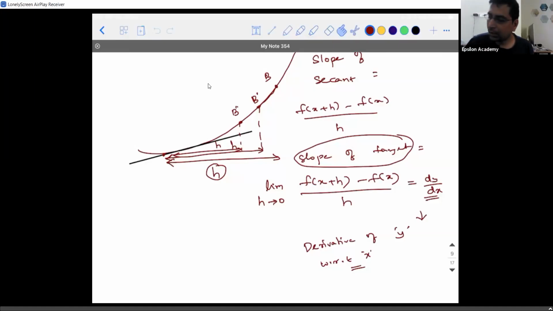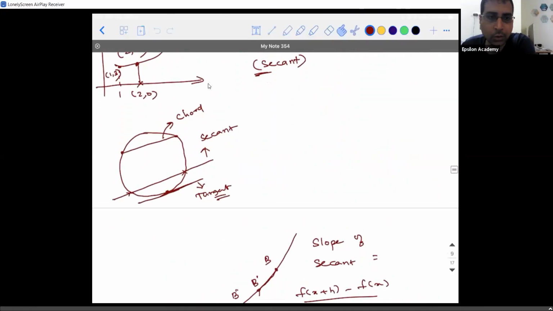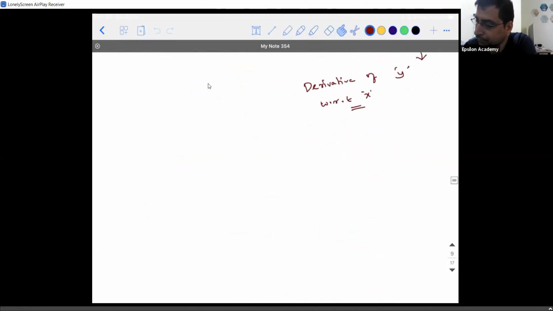So in yesterday's class, we were discussing two important concepts. What were they? One is slope of a line, and the second is we started with the basics of differentiation. Right?